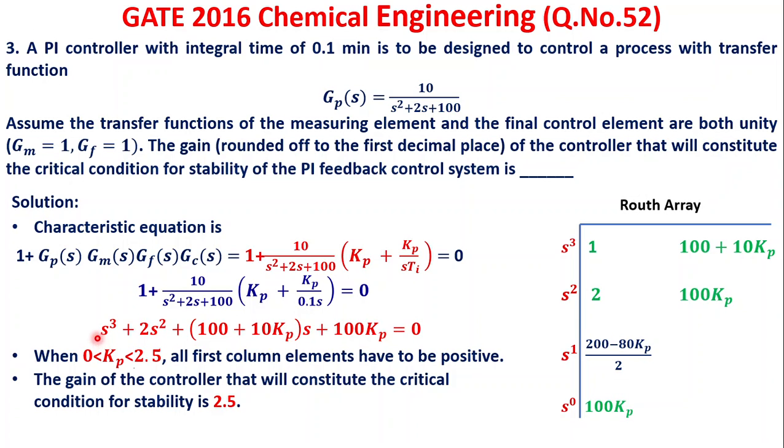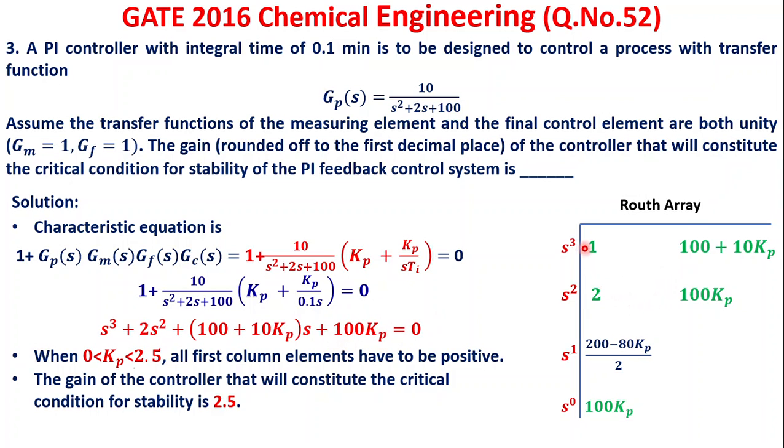This is the first element. This is the second element in the first row. Remaining elements in the second row. Then for the next row, how to formulate: this into this minus this into this, divided by this. This we have done in the Routh array based problem series. So 200 plus 20 Kp minus 100 Kp. That's all. Then this into this minus 2 into 0 divided by this is 100 Kp. So the last element in the Routh array will be the constant coefficient in the characteristic equation.